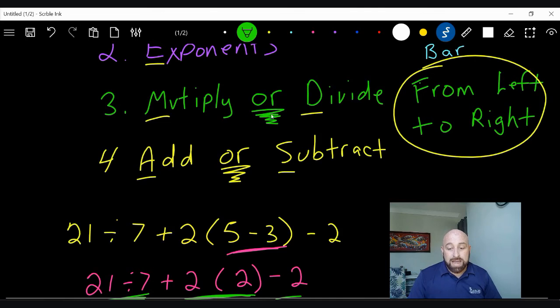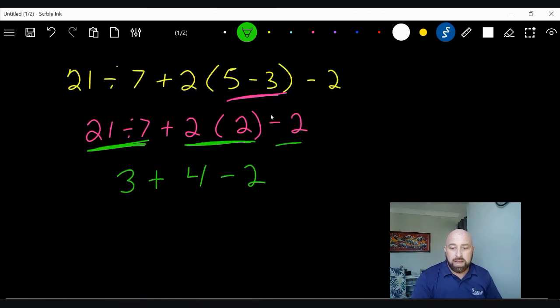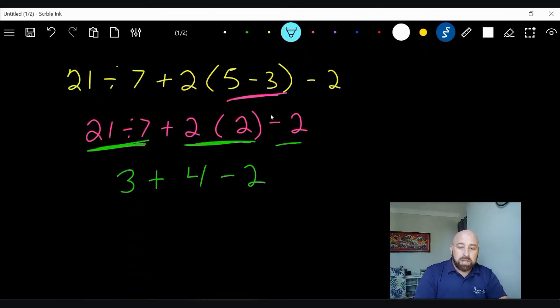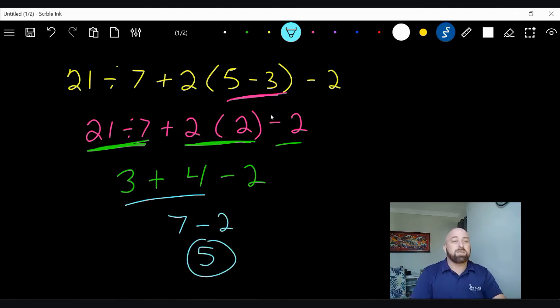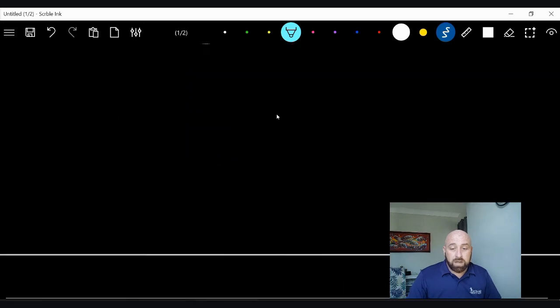and so we're going to come down to this step, add or subtract. Last step, add or subtract. Change the color again, and so we're just going to add or subtract this, so we'll start with that because it comes first, whichever one comes first. And we have 3 plus 4 is 7, and then we have minus 2, and then we have 7 minus 2 is 5, so that is our answer. 5 is our answer.